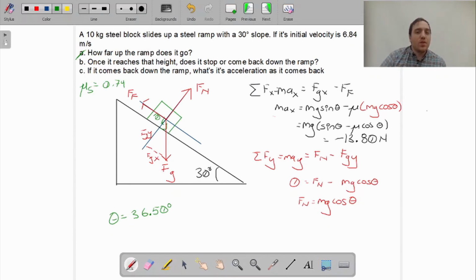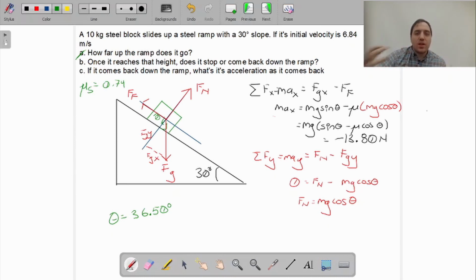This only works if you use the mu static. Had you used the mu kinetic, you would have said, it starts moving, then you would have gone on to do C. But because it stops for that moment, you have to use the 0.74. As a kind of follow-up note, had you done the extra practice challenge and figured out the tangent shortcut for angles, you could have done that and it would have told you right off the bat that the 36.50 is the angle needed to make this block slide on the steel on steel surface. It's at 30 degrees and wouldn't have moved. That's the shortcut answer.